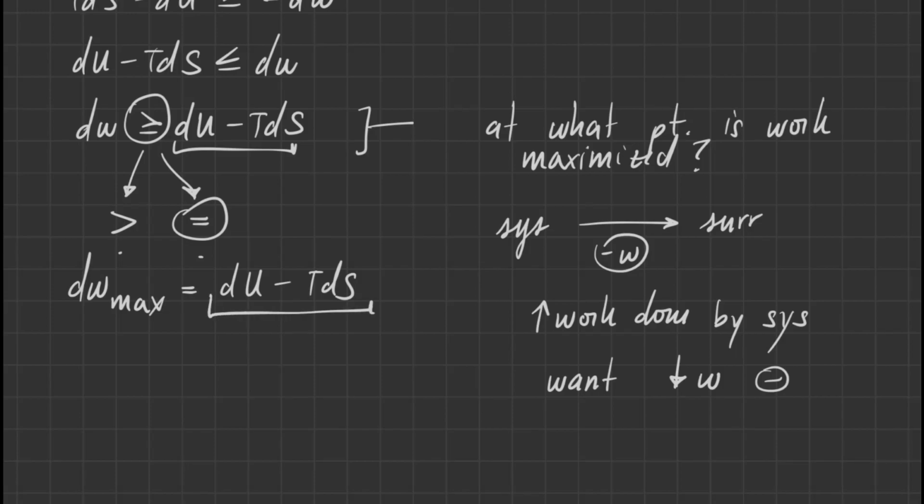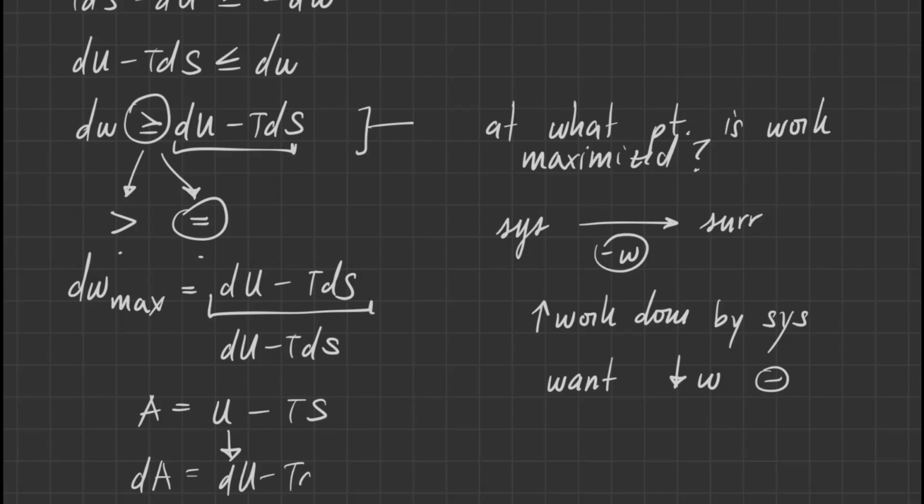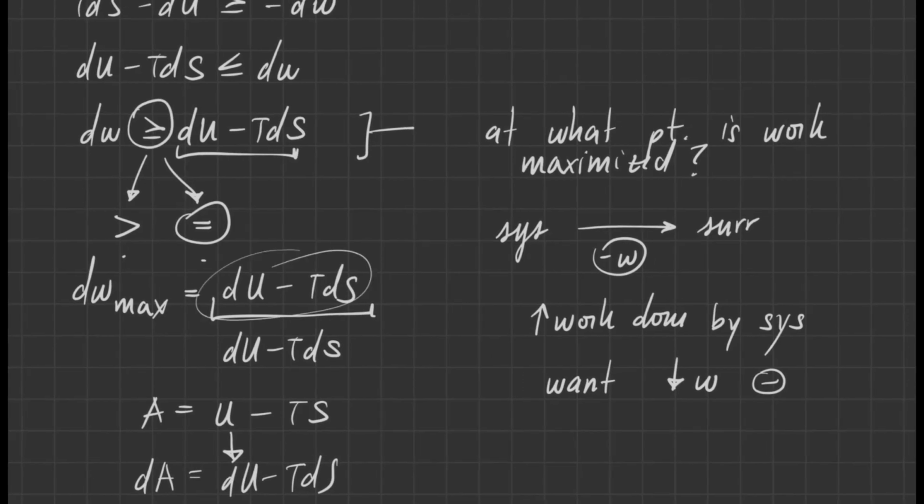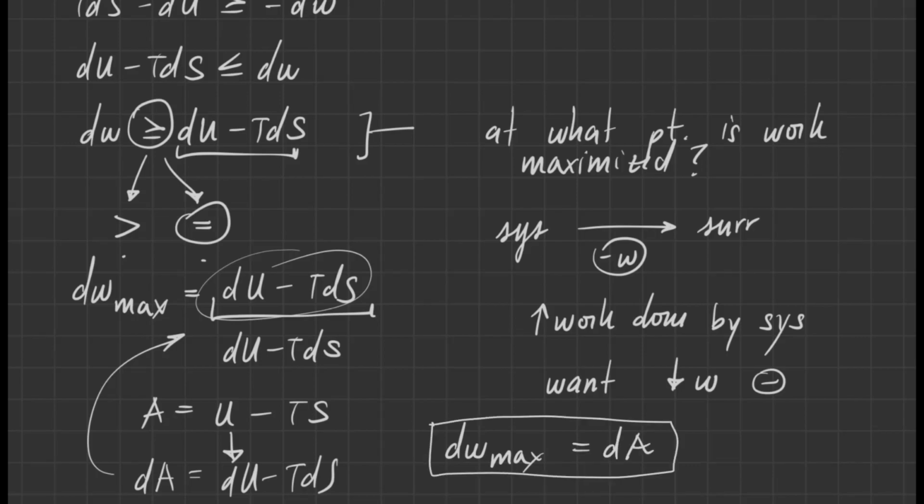Final note, dU minus TdS is actually equal to the Helmholtz free energy, which is basically A equal to U minus TS, and evaluated over an infinitesimal process, dA is equal to dU minus TdS. So we can substitute this for dA, with our final expression being dw max equal to dA. There you go.